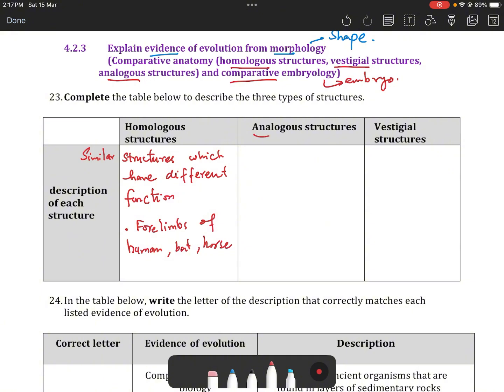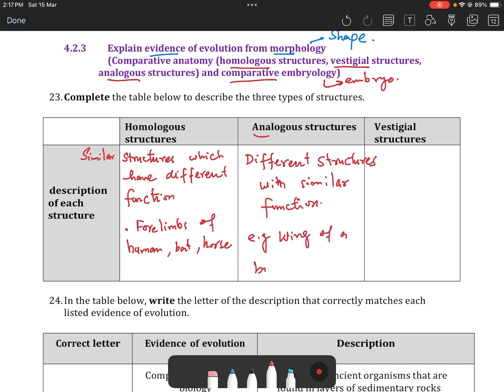While on the other hand, analogous structures are different structures with similar functions. So for example, the wing of a bat and insect, both help them to fly, but the structure is different.